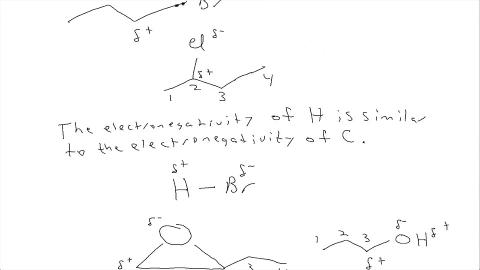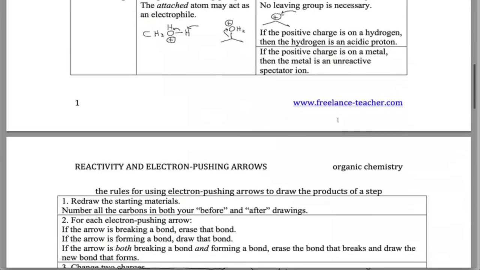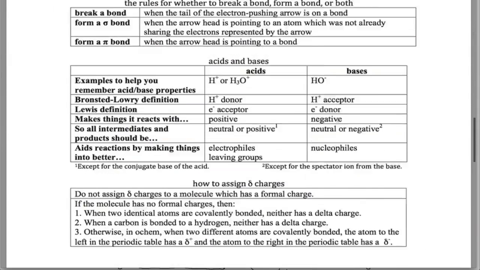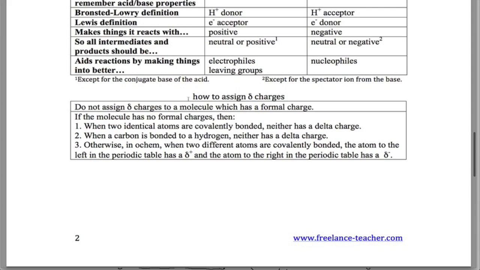Just take out your reactivity handout again. Can you find this table at the bottom of page 2? So you can see we just covered this. Oh, I forgot to mention this. You generally do not use delta charges when there's formal charges. I should have mentioned that. When there's formal charges, we don't bother with delta charges, because who's bigger, formal or delta charges? Formal. So you don't usually assign delta charges in a molecule that has a formal charge.